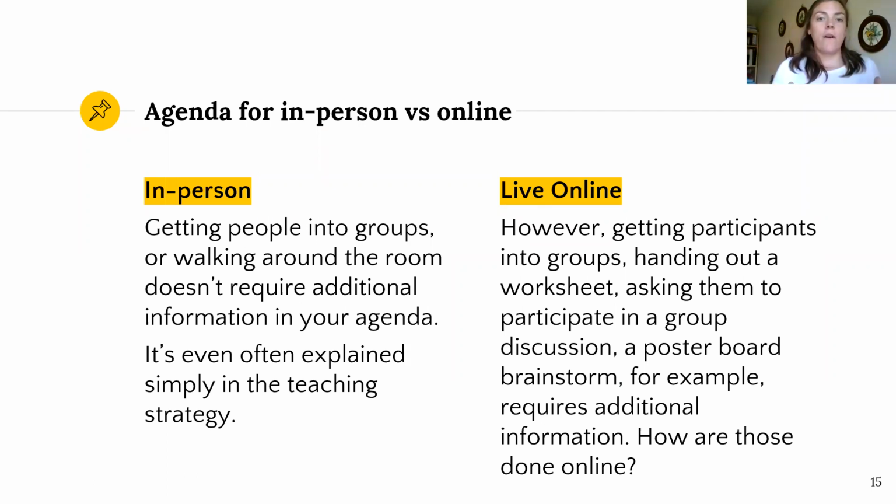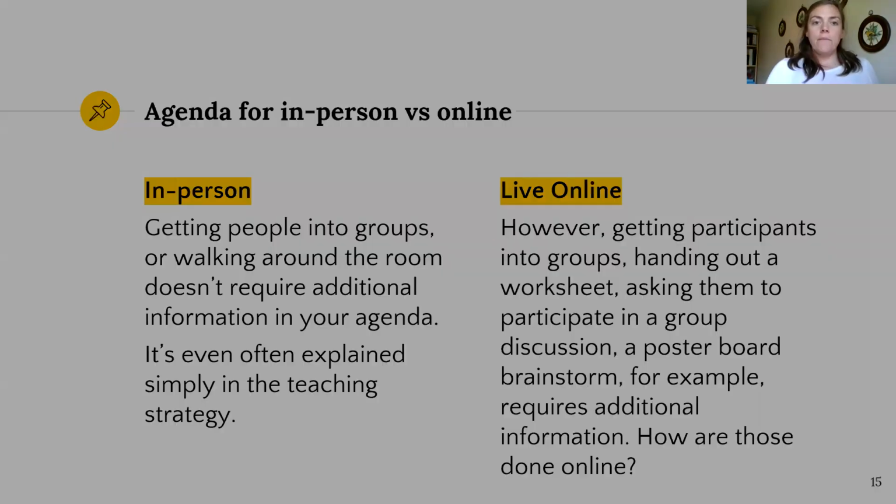It's pretty self-explanatory. But for live online, getting your participants into groups, handing out a worksheet, asking them to participate in a group discussion or that poster board brainstorm, those aren't necessarily intuitive. I need a little bit more information from you of how they are going to engage with the technology to be able to do those things. So how do we explain that in our agenda?